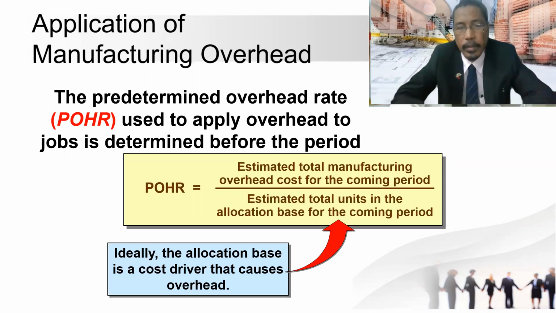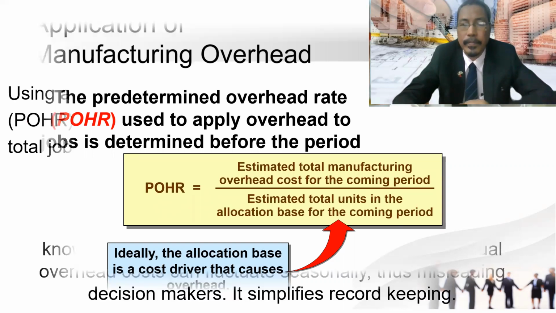Ideally, the allocation base is a cost driver that causes overhead. We already have some familiarity with the cost drivers. There are examples that we already explained. However, as we go along, we will have other explanations and other examples. So don't worry right now.